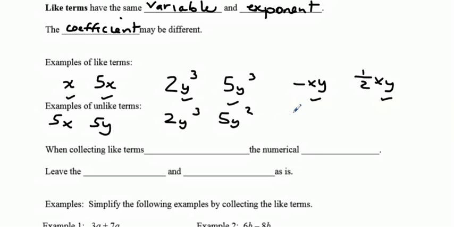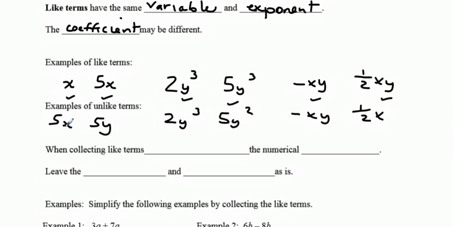Over here, if I had minus xy, and then I had 1/2 x instead of xy, not like terms. It has to have exactly the same variables and exactly the same exponents. So these would not be like terms.